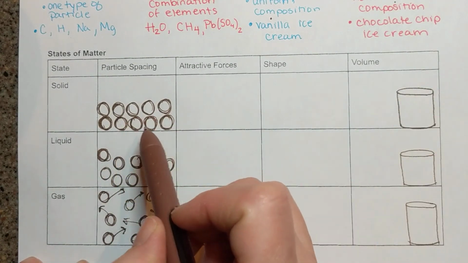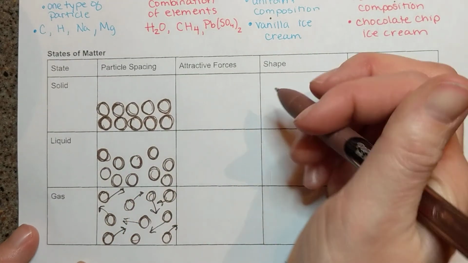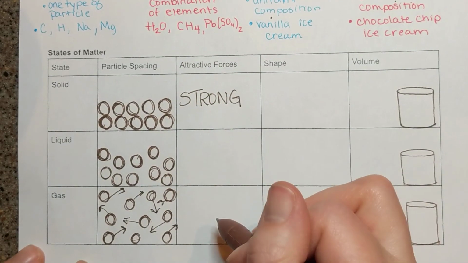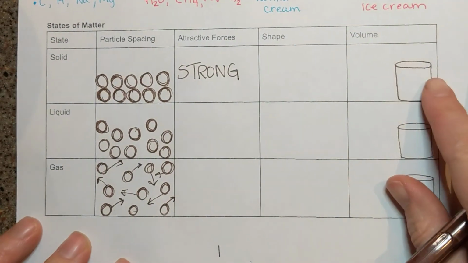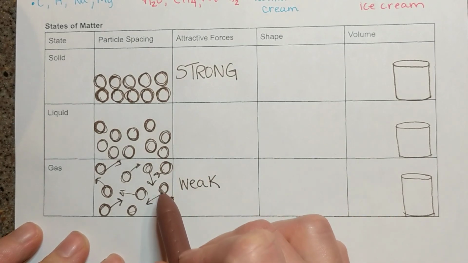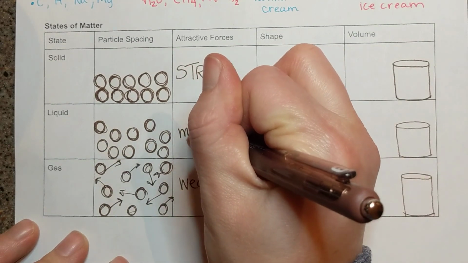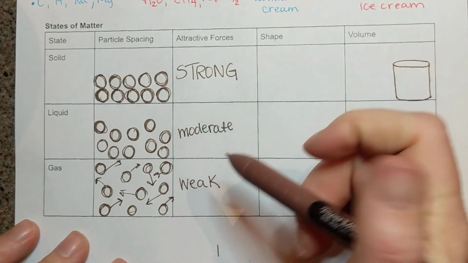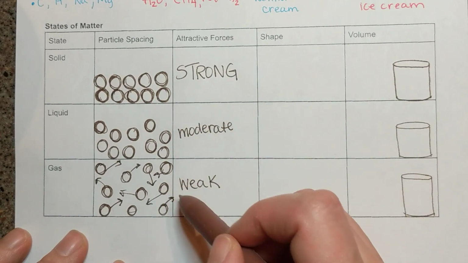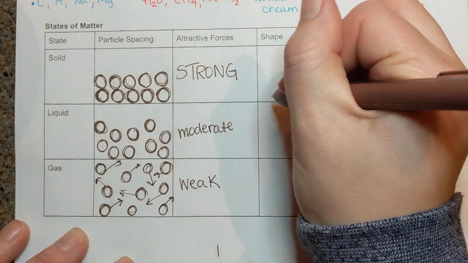Now, attractive forces, how much attraction does this molecule have to this one? Well, in a solid, they're very close together, so they must have strong attractive forces, whereas gases are really far apart from each other, so they must have weak attractive forces. They don't want to be next to each other. They're not attracted to each other at all. And then our liquids, we'd say that they're moderate, or they're in the middle. They're kind of attracted to each other. They like to be close to each other, but they're not nearly as strong as a solid or as weak as a gas.